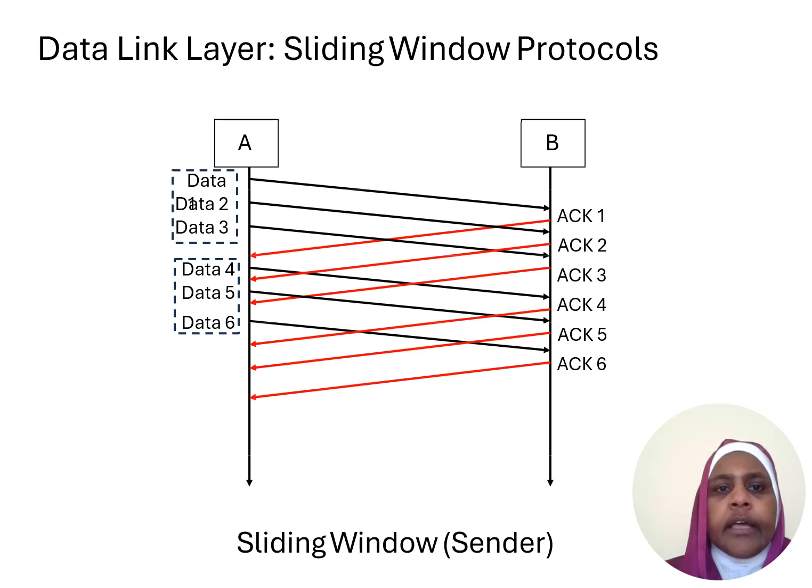On the sender side, here we have a window of size 3, where 3 packets are in the window. The 3 packets are sent before getting any acknowledgement. After getting acknowledgements 1, 2, and 3, the window slides to packets 4, 5, and 6.